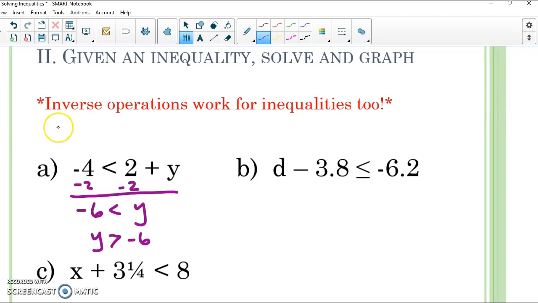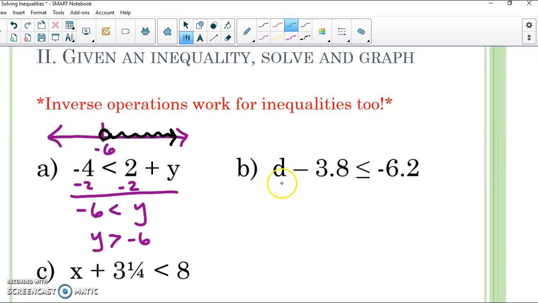So as we graph this then, at -6, I'm going to use an open circle because I'm not including, y is not equal to -6, but it is everything greater than. So I'm going to shade above -6.